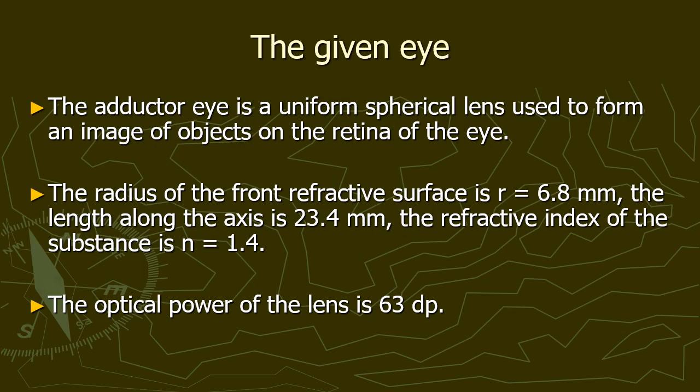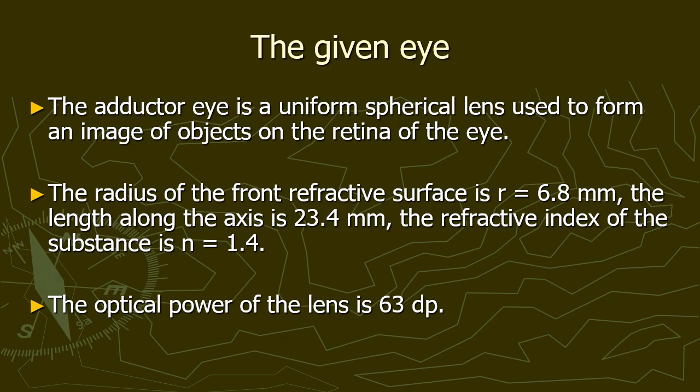In order to get the image that is formed on the retina, sometimes a reduced eye is used. This is a model of the eye: a homogeneous spherical lens. The radius of the front surface of this lens is 6.8 millimeters. The length is 24.3 millimeters. The refractive index in this case is 1.4. This lens is used to build an image. The optical power is about 60 diopters.